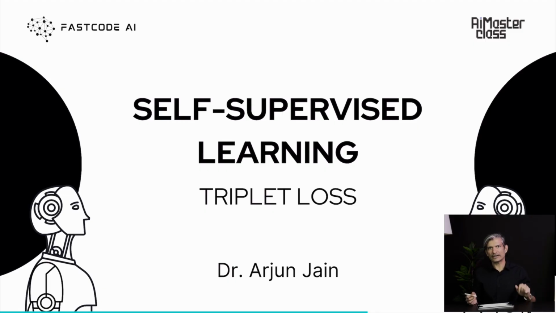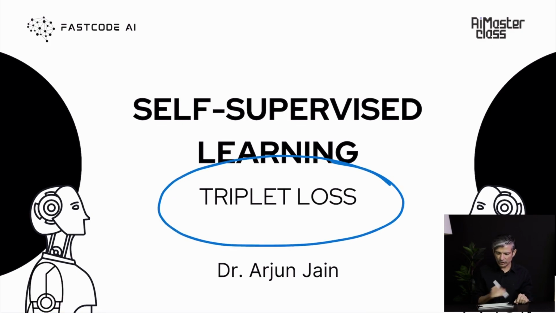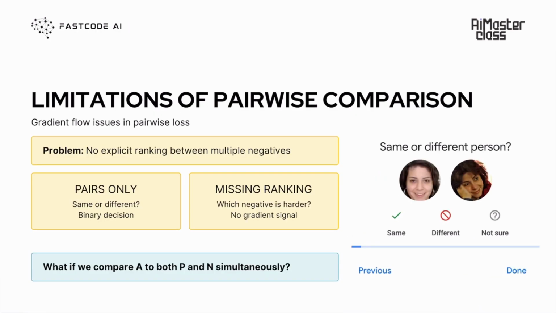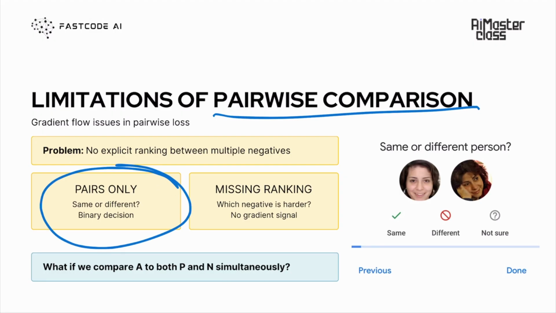understand how to do that negative mining, how to find those hard negatives, and also talk about this thing called the triplet loss. So what is the limitation of pairwise comparison? It only looks at pairs. So it's just a binary decision. Is it the same or different? And it has this notion of ranking missing, right? Because you're not ranking between, let's say, three. You're just saying same or not.